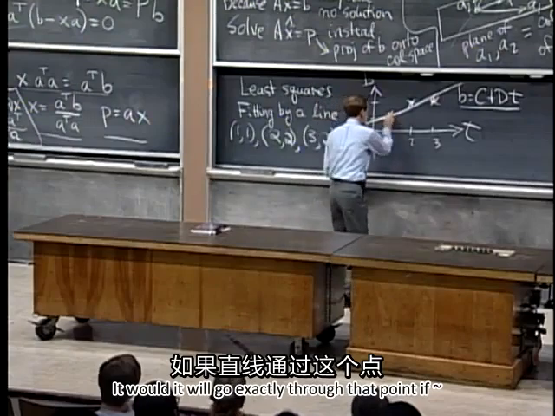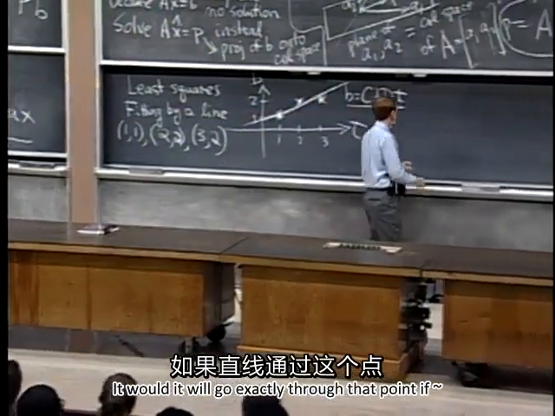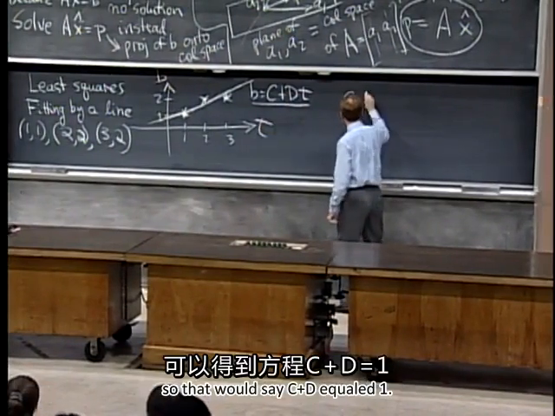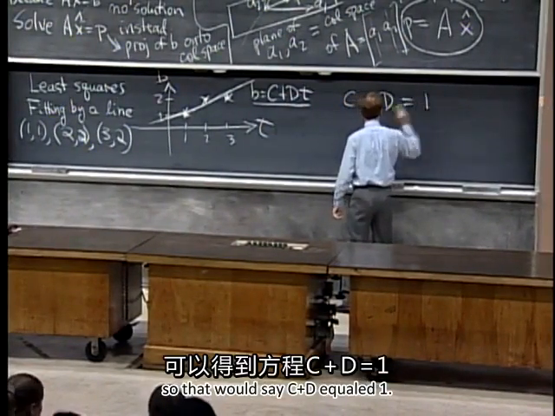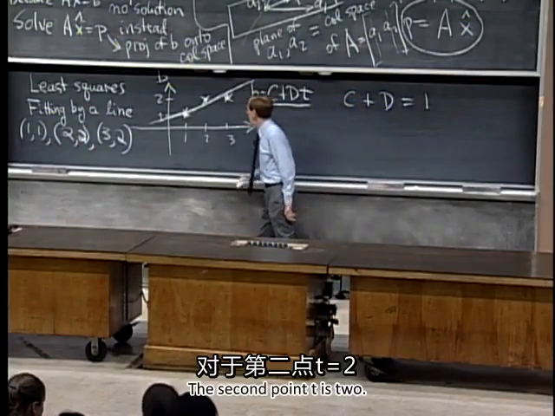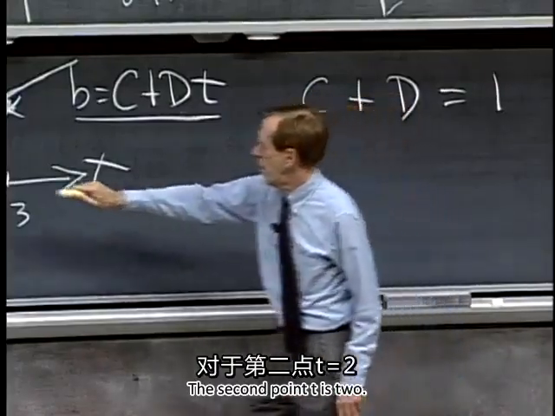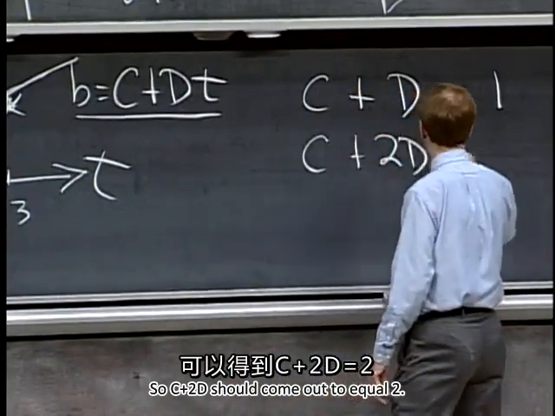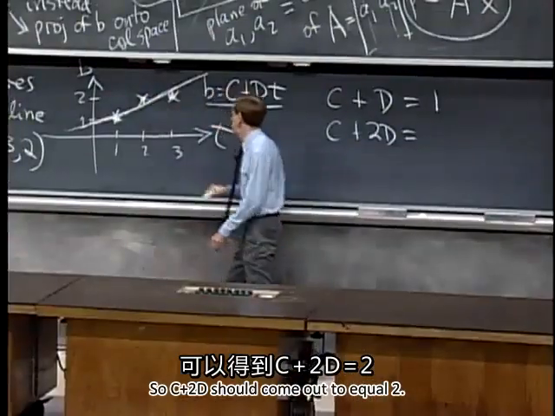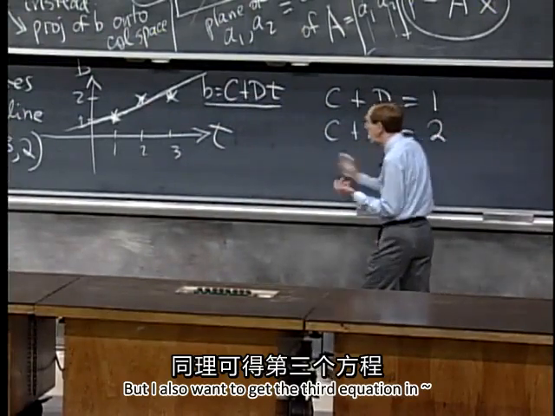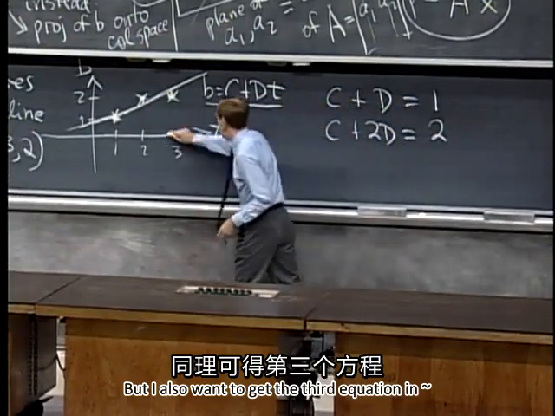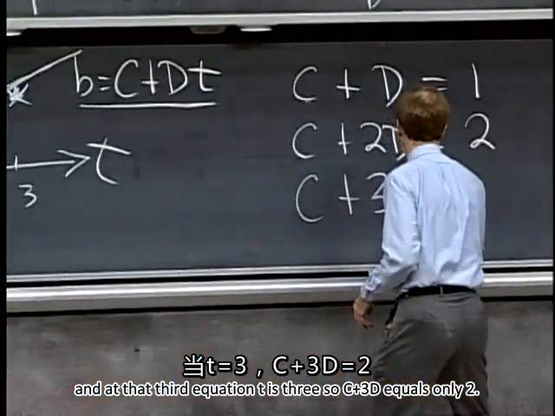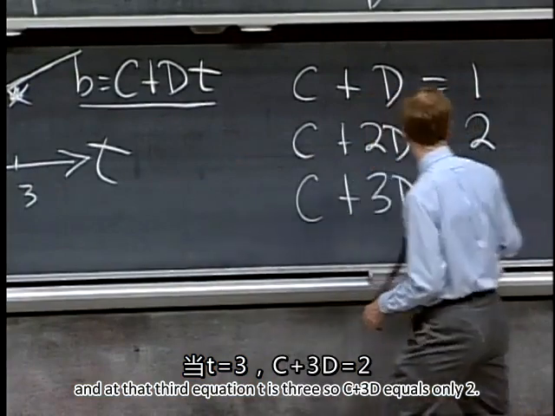So there are 3 equations to go through the 3 points. It will go exactly through the first point if, let's see, that first point has t equal to 1, so that would say C plus D equals 1. This is the 1, 1. The second point, t is 2, so C plus 2D should come out to equal 2. But I also want to get the third equation in. At that third equation, t is 3, so C plus 3D equals only 2.